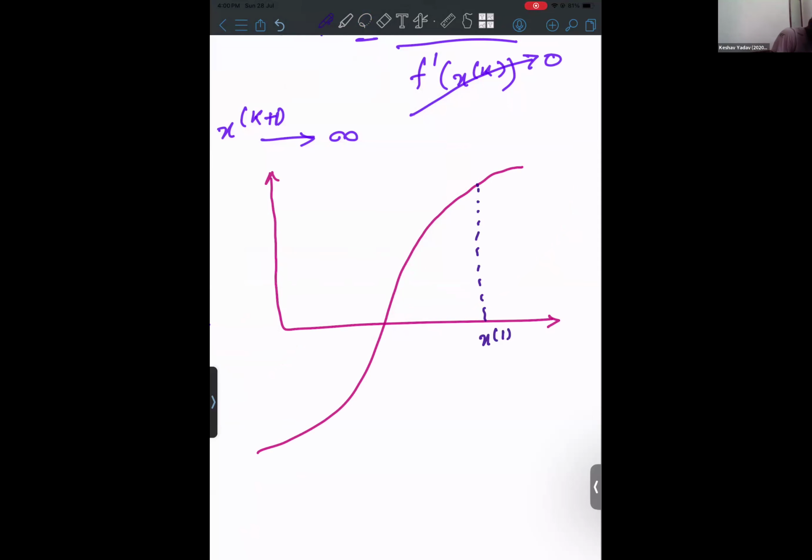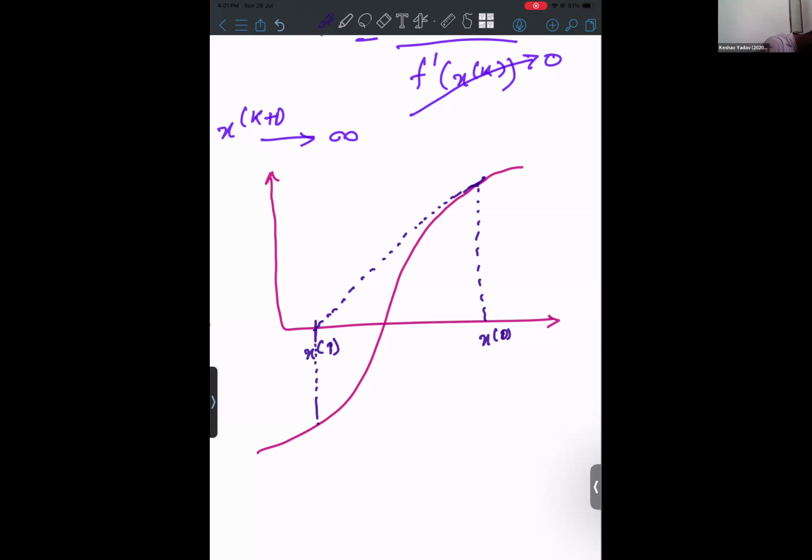So what I will do, I will draw a tangent to this point. It cuts here. So this will be my x. Sorry, this is the 0th iteration, so this is my first iteration value. This is my x at the first iteration.